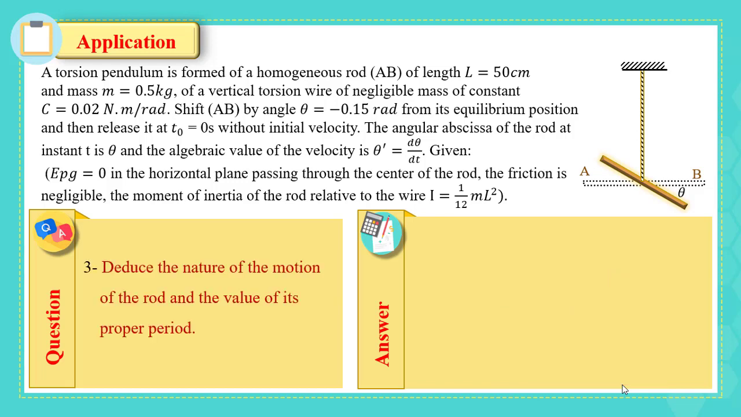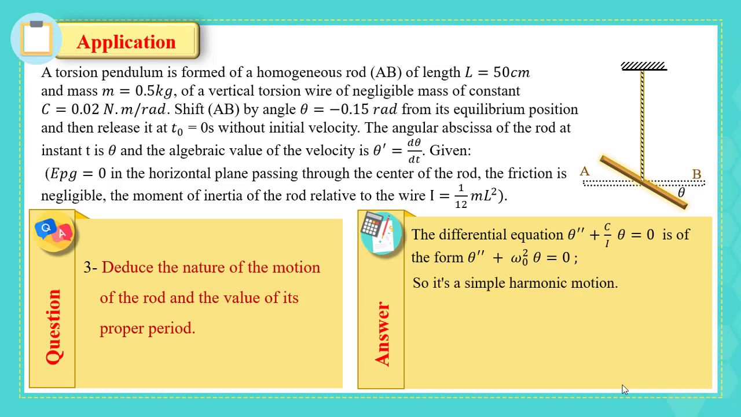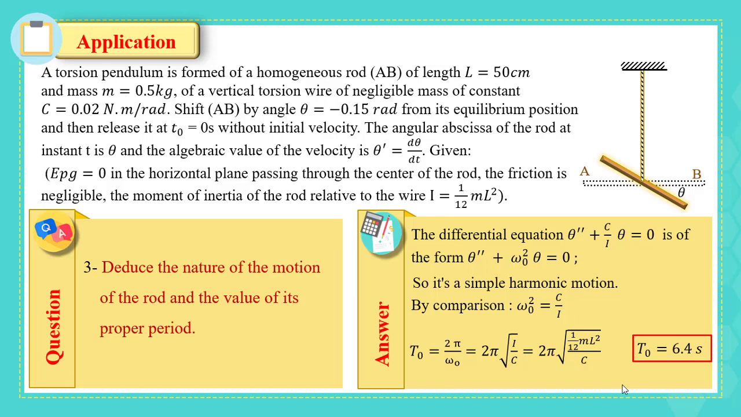Deduce the nature of this motion of the rod and the value of the proper period. The differential equation is of the form theta double prime plus omega 0 squared theta equals to 0. This means that it is a simple harmonic motion. And by comparison, omega 0 squared equals to c over I, which means that the period T0 equals to 2 pi over omega 0 equals to 2 pi radical I over c. Calculating I, which is 1 over 12 m L squared, the period is 6.4 seconds.